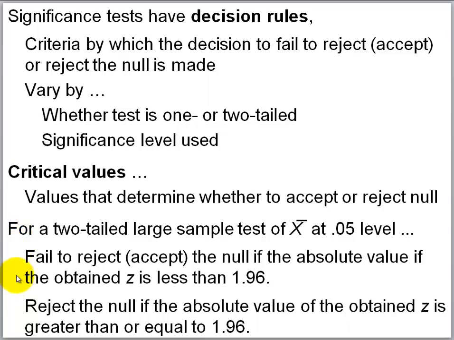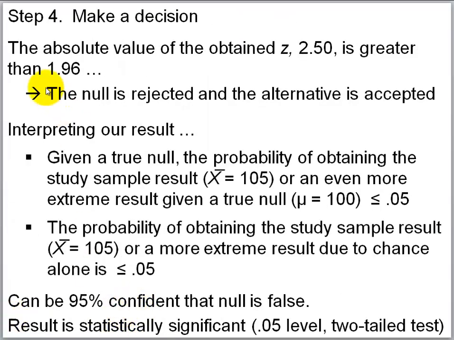We're going to fail to reject, which is to say accept the null, if the absolute value of the obtained z is less than 1.96, and we're going to reject the null if that absolute value is greater than or equal to 1.96. The final step in the hypothesis testing model is making a decision with respect to the null, or more broadly to the hypothesis pair.